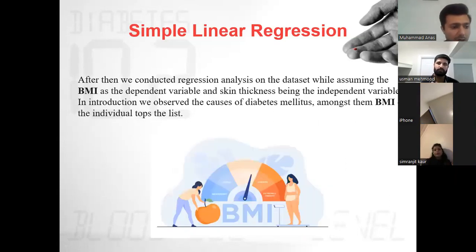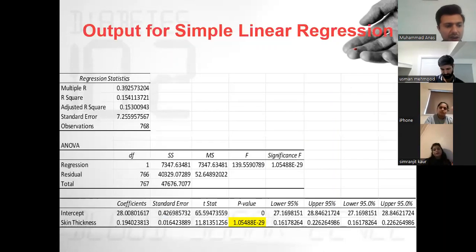Moving forward, in the output shown in the slide, we can see that the p-value of the analysis indicates the significance of the independent variable. That is, the predictor is significantly different from zero, and evidently, skin thickness is a good indicator of the BMI of the individual. Moving on to the next slide.